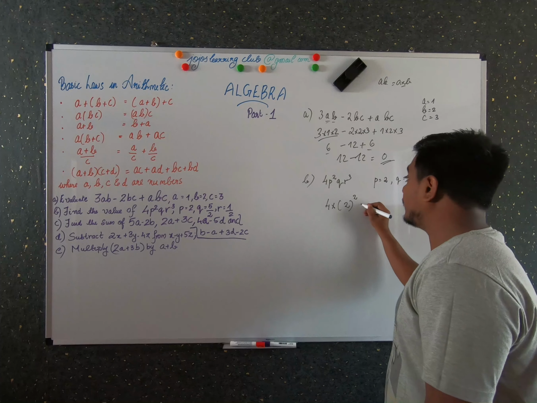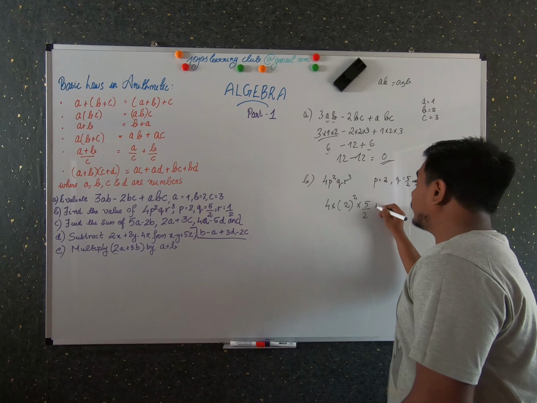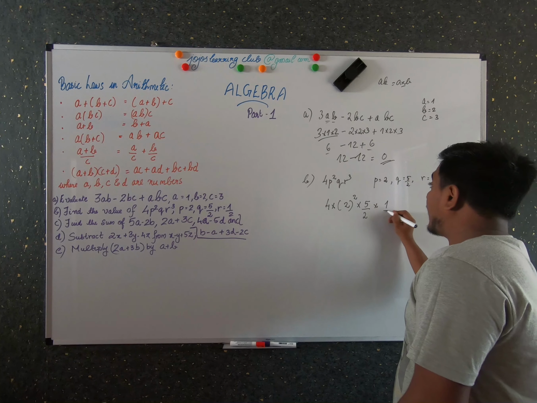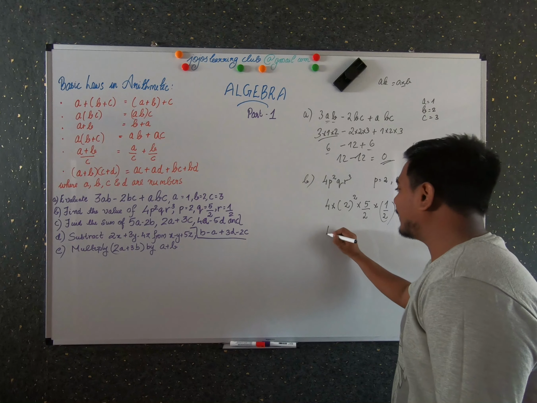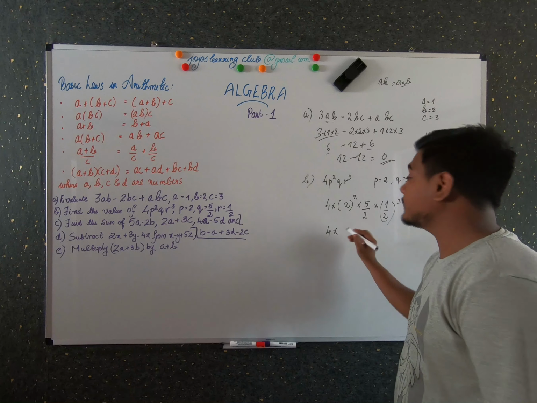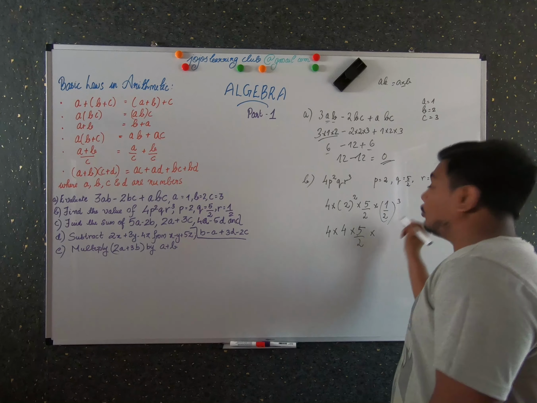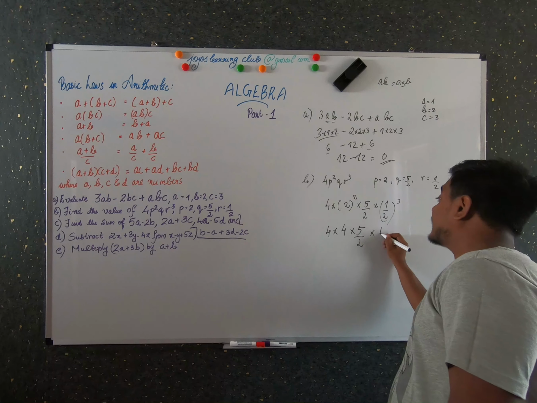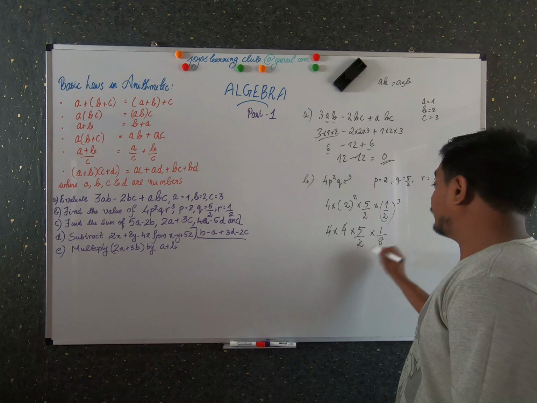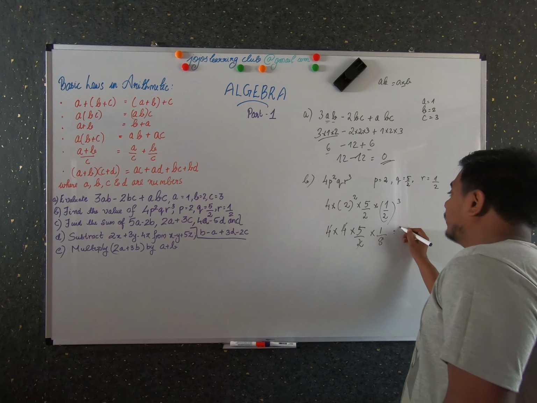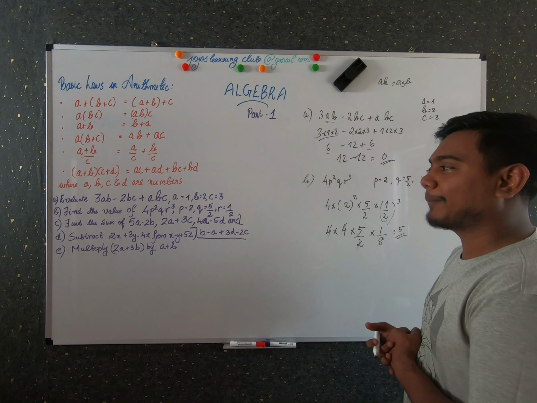So 2 square into q's value is 5 by 2 into 1 by 2 the whole cube. So now let's simplify it. 2 square is 4 into 5 by 2 into 1 by 2 the whole cube is same as 1 by 8. So 4 and 4 is 16 and 2 into 8 is also 16. So what's the value? The value would be 5. So we got the answer for the problem number B.